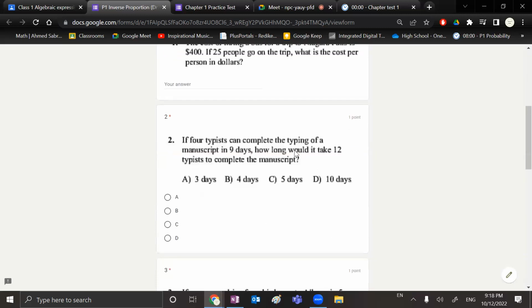If you check this other one, this is the one that may require K, so read this one carefully. It says if 4 typists can complete the typing of a manuscript in 9 days, how long would it take 12 typists to complete the manuscript?